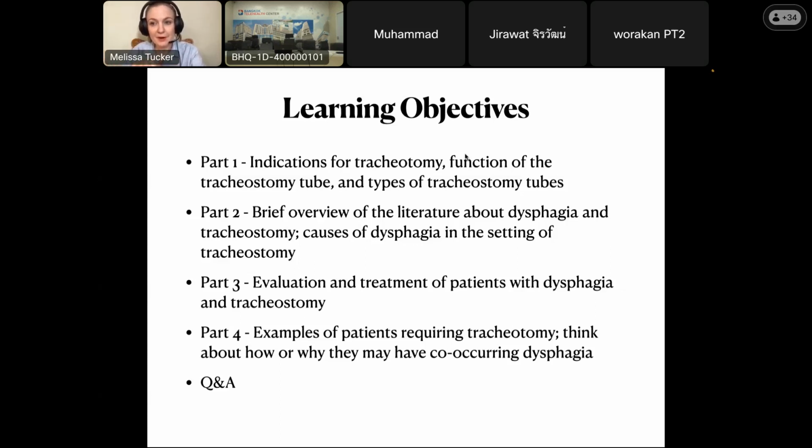Part 4, I hope, will be pretty interesting. My partner is a head and neck cancer surgeon, and he kindly provided some images and some case examples of patients who required surgical tracheostomy. And I'm hoping that when we get to that stage, we can look at the pictures and discuss those patients and apply some of the information from the previous parts to think about how or why these patients may have dysphagia that co-occurs with their tracheostomy.